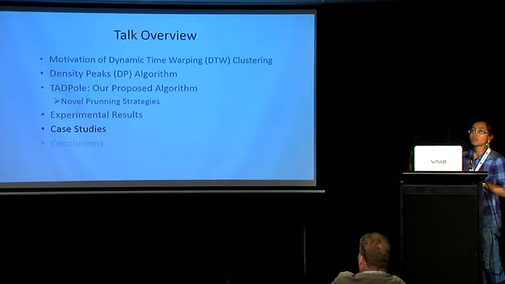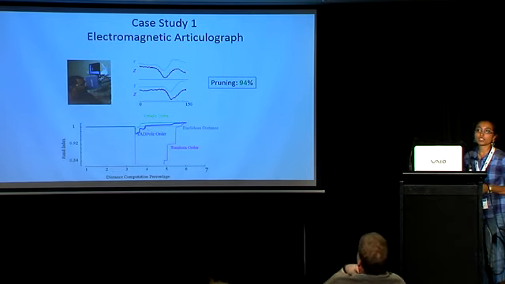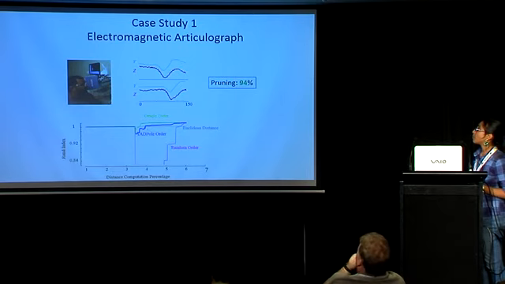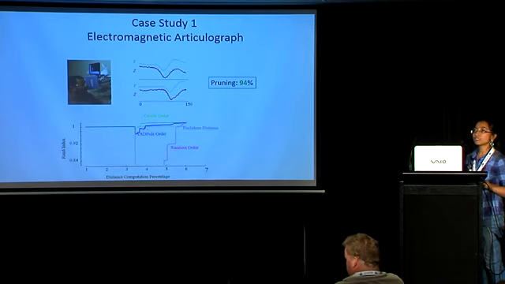Finally, we have some very good and interesting case studies. The first case study I want to talk about is the electromagnetic articulograph. In this data set, we have some subjects that have the sensors attached to their mouth, mostly in lips and their tongues, and they utter different words. And the task is to identify what words these subjects are saying.